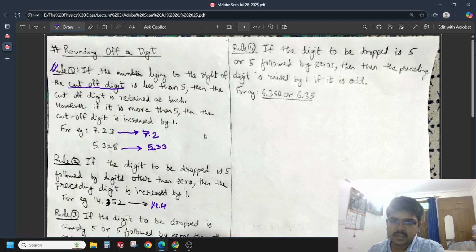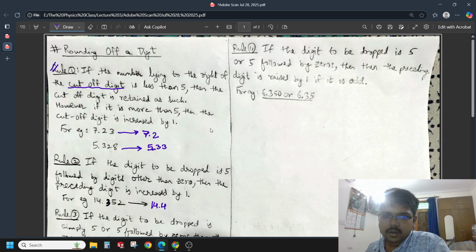Now rule number 4 states that if the digit to be dropped is 5 or 5 followed by zeros, then the preceding digit is raised by 1 if it is odd. In this figure, we take 6.350 or 6.35. Here the digit 3 is an odd number, so it will be increased by 1. So we have 6.4 as the significant figure.